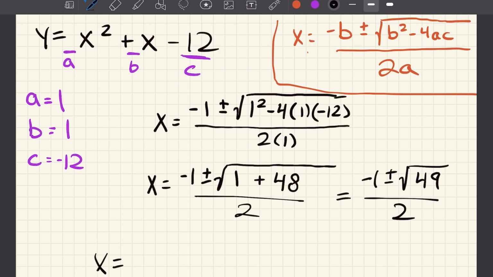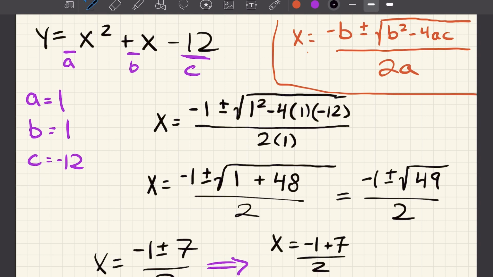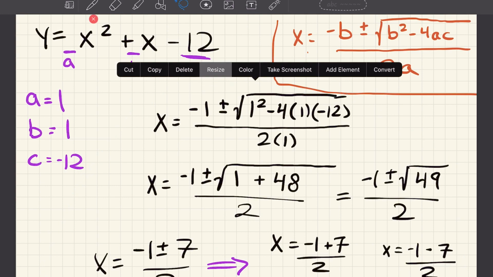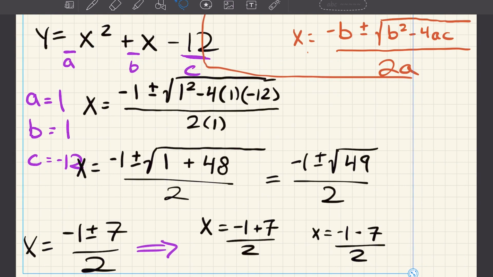All right, so x equals -1 plus or minus 7 all over 2, which, like I just said, is actually just two equations. It's x equals -1 plus 7 over 2, and it's x equals -1 minus 7 over 2. When I say plus or minus, I literally mean plus or minus. So let me just do one of these really quick because we just ran out of space.